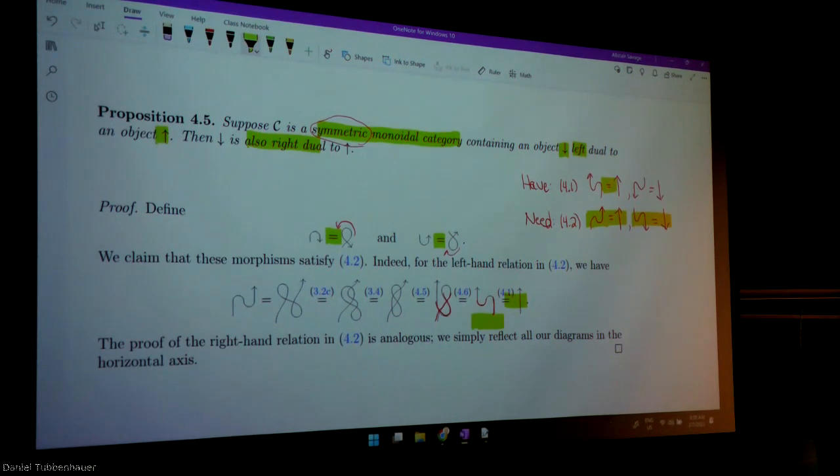No, it also works in braided monoidal categories. You just have to be a little bit careful. You have to choose this crossing to be an over and an under crossing. In your braid relation, you have to make sure that you're passing things over in the right way. But it's also true in a braided monoidal category that left duals are also right duals.